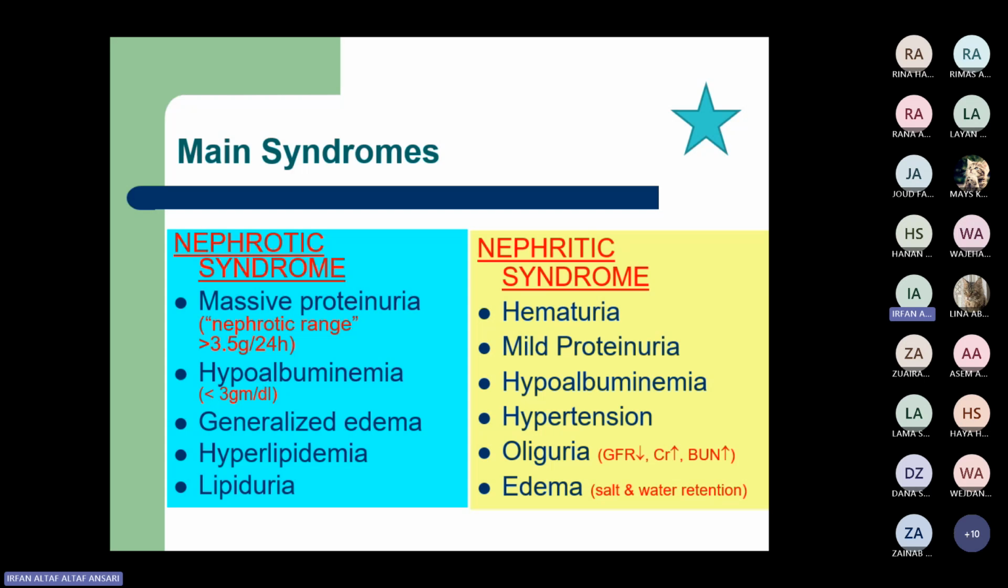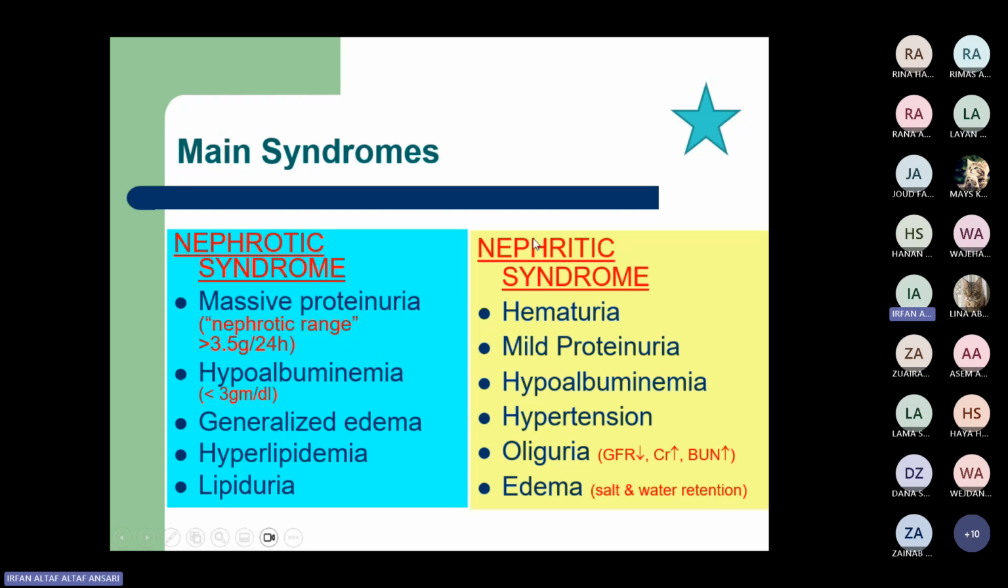So when a high amount of protein is excreted in the urine, your patient will have hypoalbuminemia. His albumin level in the serum will be less than 3 gram per deciliter. Albumin is very important to maintain the osmotic pressure of the body. When it is lost, your patient will present with generalized edema. Other associated manifestations of nephrotic syndrome are metabolic abnormalities of the lipid. So your patient will have hyperlipidemia and excessive excretion of lipid in the urine, which is known as lipiduria. So this is about the nephrotic syndrome.